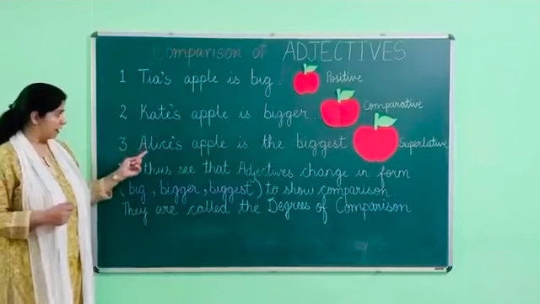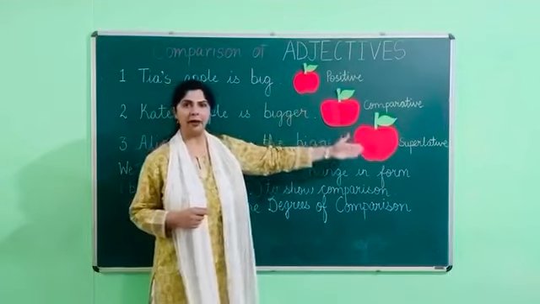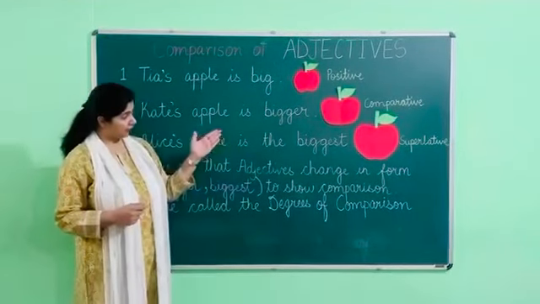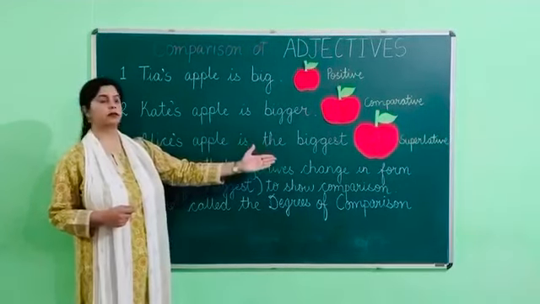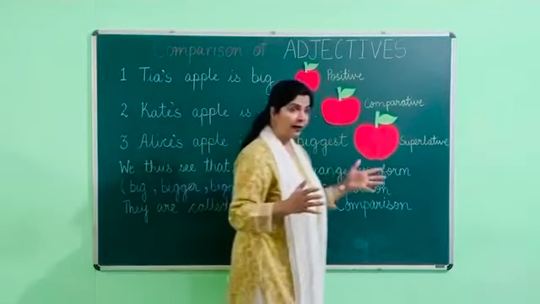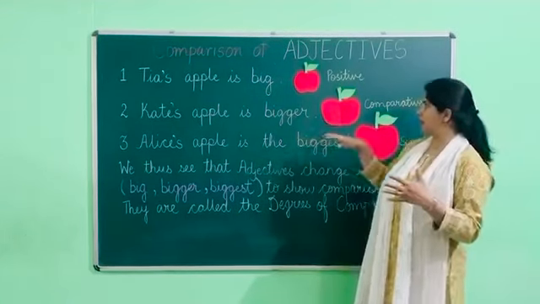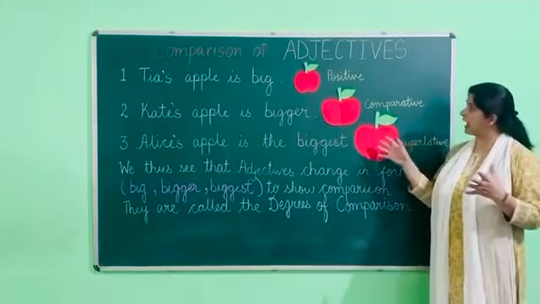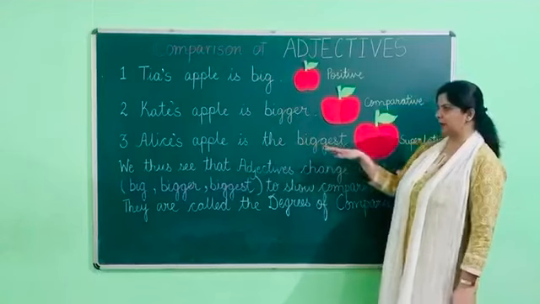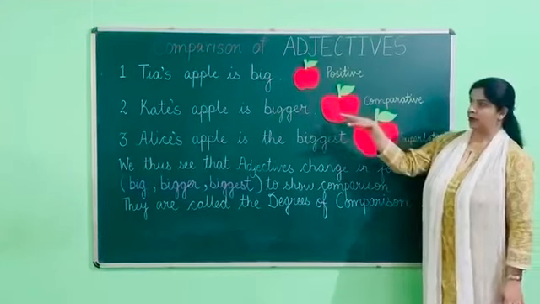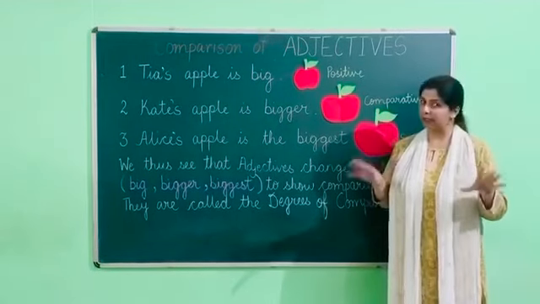Then what happened? We brought Alice's apple which was the biggest. Now we had three apples to compare, and amongst the three, which apple was the biggest? Alice's apple was the biggest. So what did we do? We compared the word big, as in we were comparing the size of the apple, wherein we got to know that Alice's apple is the biggest. Kate's apple was bigger than Tia's apple and Tia's apple was only big in size.